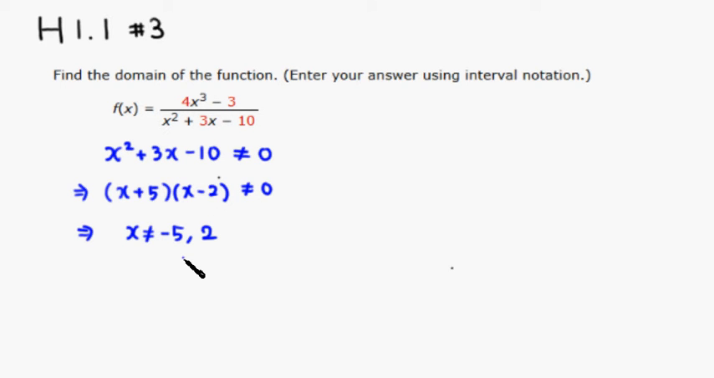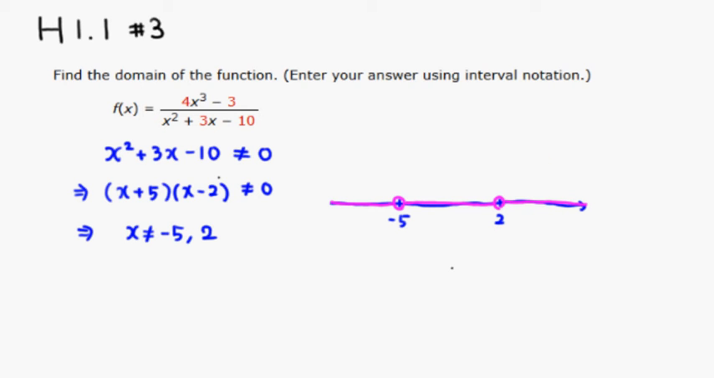maybe I draw a number line just to explain. Let's say you have negative 5 here, and then you're going to have 2 here. We need to eliminate those, so we know that we have to exclude that one and exclude that one. So we are talking about just those in between.